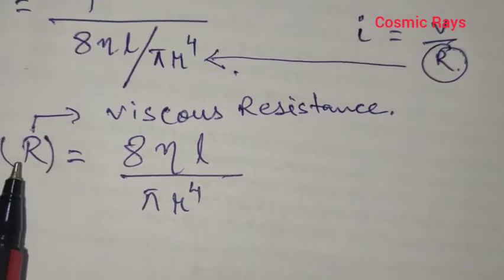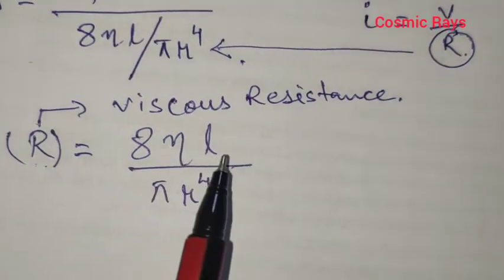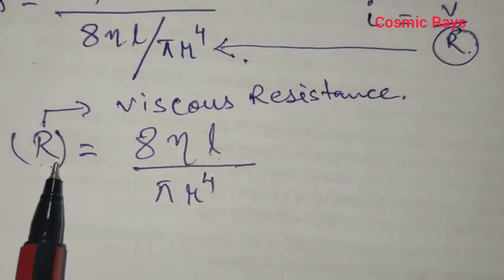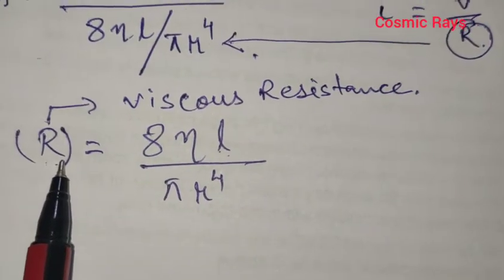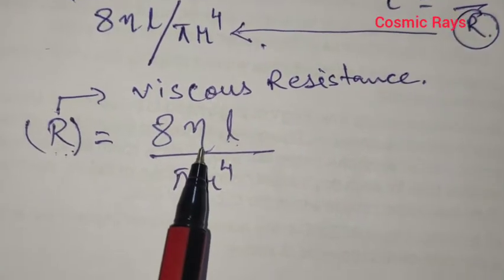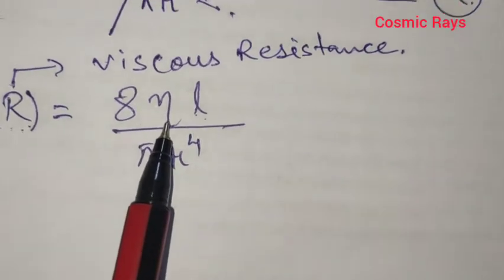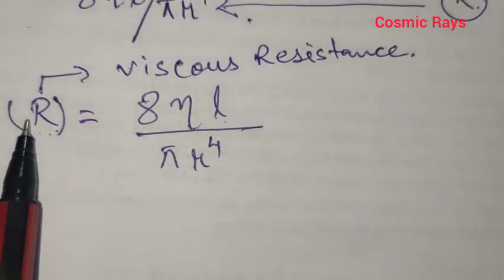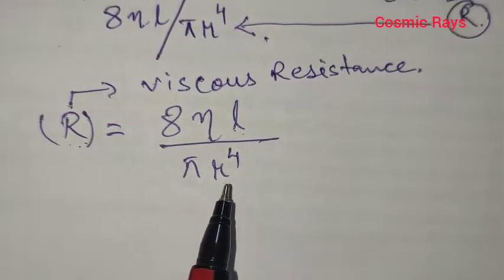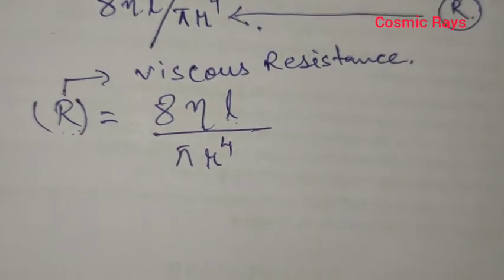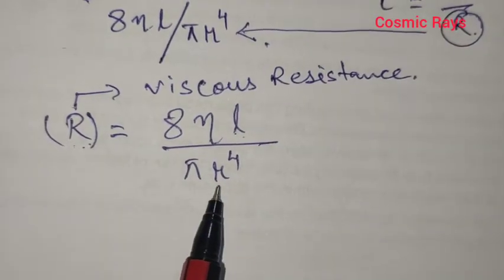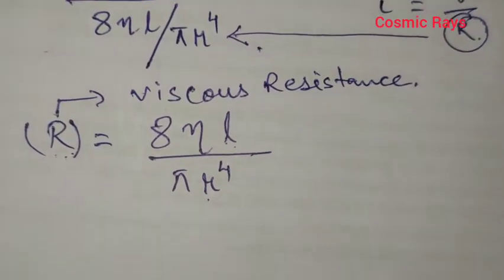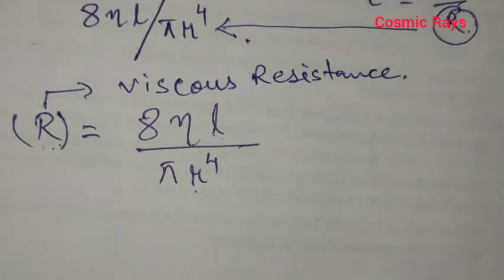From this formula we know that the viscous resistance is directly proportional to L, the length of the pipe. So if the length of the pipe is more, the viscous resistance will be more. It is also directly proportional to the coefficient of viscosity of the liquid, and inversely proportional to the radius of the pipe. So if the radius of the pipe is more, the viscous resistance will be less. And this leads us to the principle of continuity.